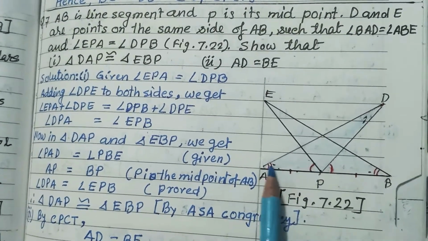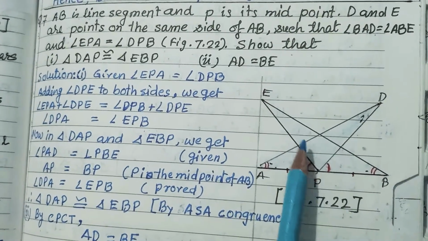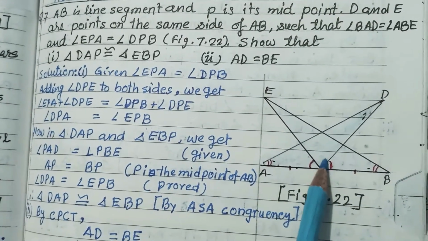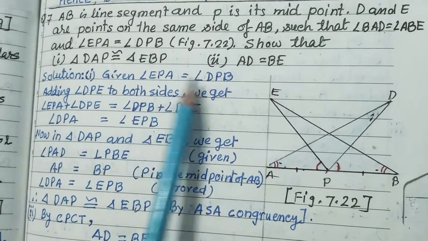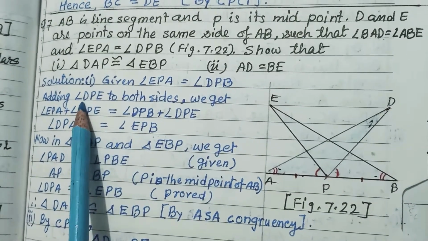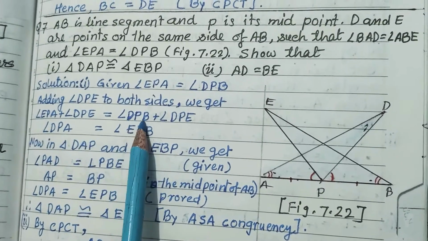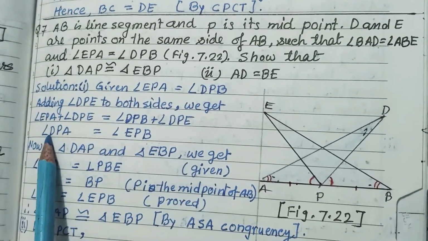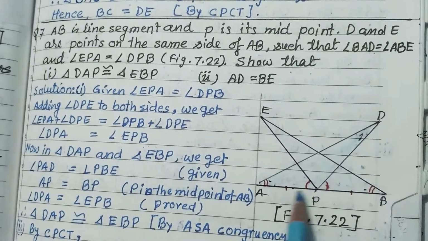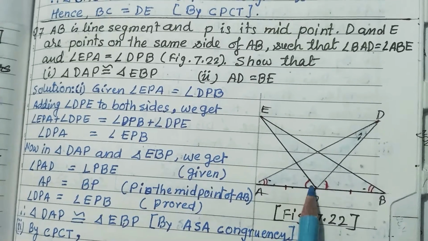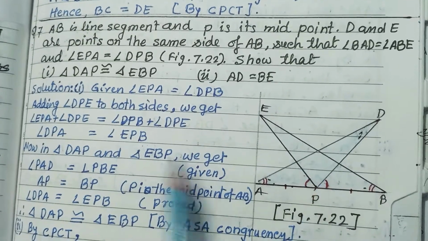Now again, this equal to this you have taken first, and this middle part you add to it, then in this triangle we can get this whole angle, and similarly in the other triangle we can get this whole angle. Adding DPE to both sides, we have got EPA plus DPE, and DPB plus DPE. Now together, the whole angle DPA and the whole angle EPB are equal.